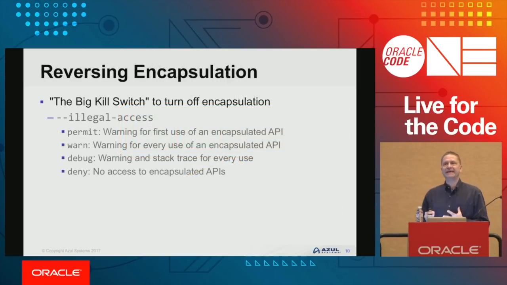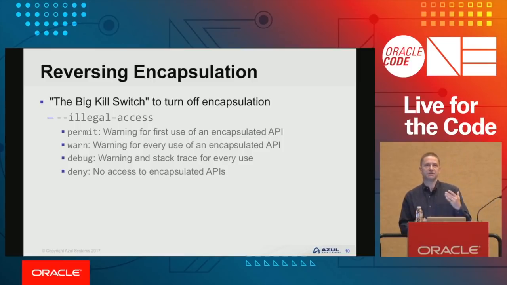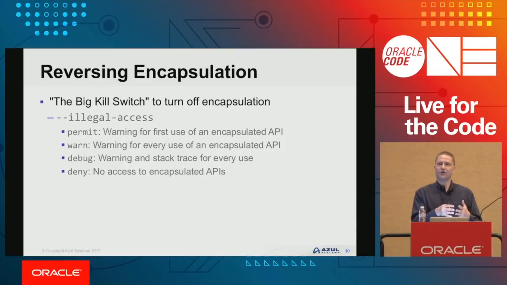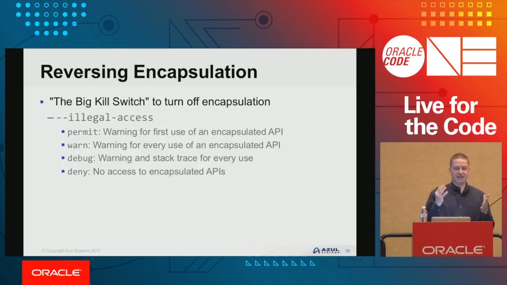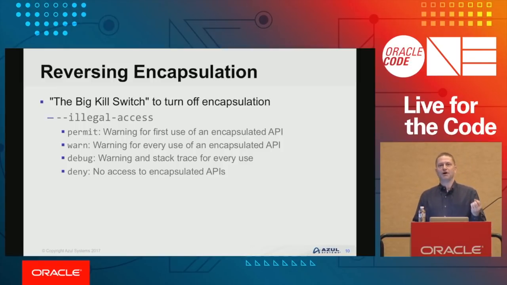Now, if we need to reverse encapsulation, as I said, there are some command line flags that you can use to simplify your life if you want to use some of these internal APIs. There's what's called the big kill switch, which is a great name for a command line flag. And the flag itself is illegal-access, which sounds scary, but it's not. And what that has is 4 parameters that you can pass to it.